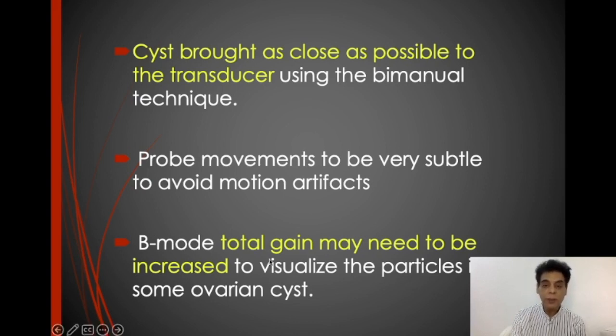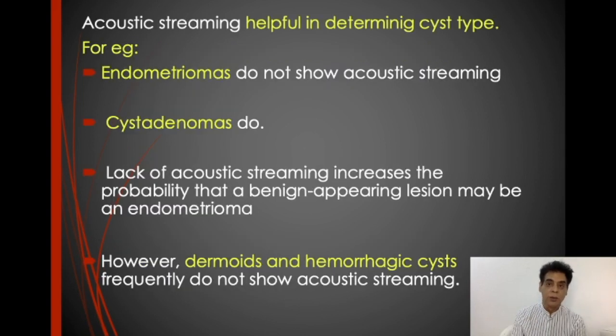Now, B mode gains, of course, they need to be high so that you can see the particles better. When you see them better, then only you will be able to see the movement better as well. So acoustic streaming, this is helpful in determining the cyst type to a certain extent.